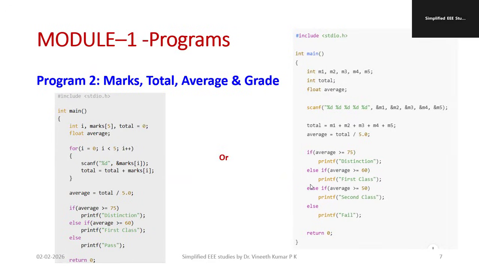Else if, else condition, because there are multiple conditions, right? If the average is greater than or equal to 75, the answer is distinction. Else if average is greater than or equal to 60, then first class. Else if average is greater than or equal to 50, then second class. Ultimately, else, print fail, right?